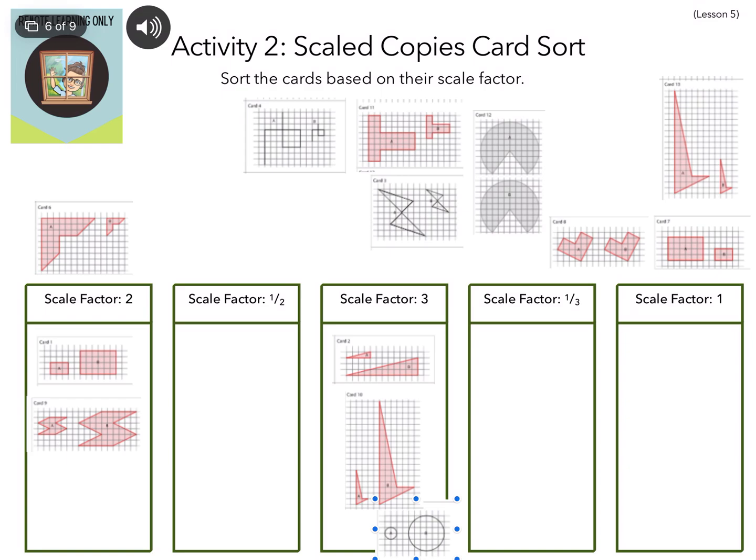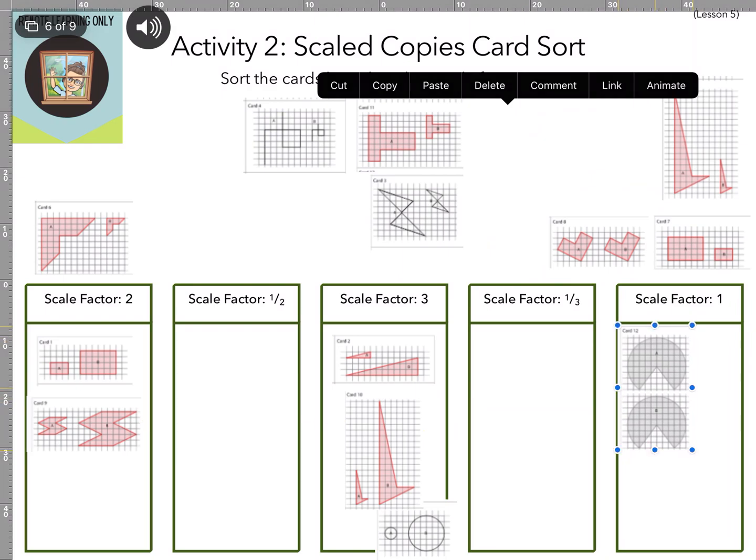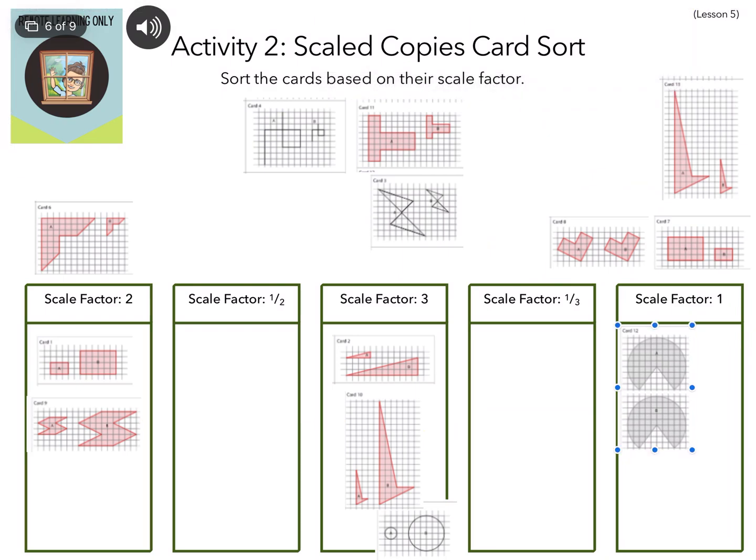So then I'm going to look at card 12, they're exactly the same size. So that would mean you would multiply each side by 1. So all the units would be by 1. So that's going to have a scale factor of 1. Card 8 is the same way. They're exactly the same size. So all the measurements would be multiplied by 1.